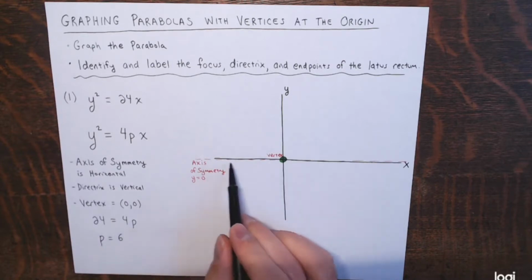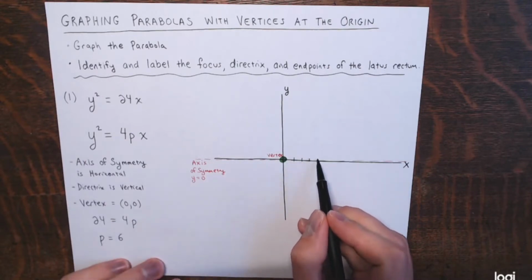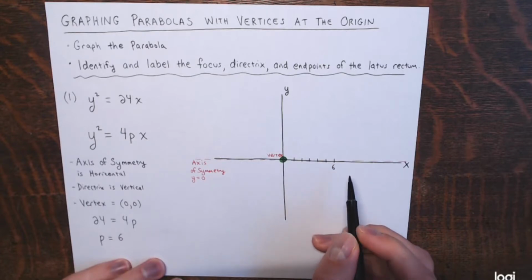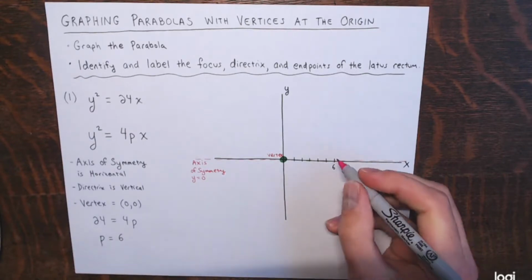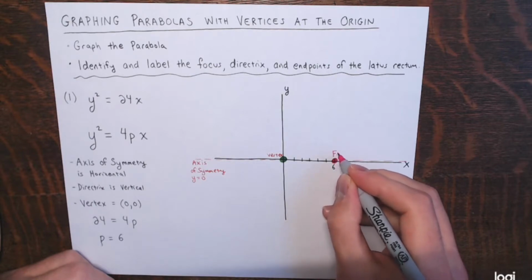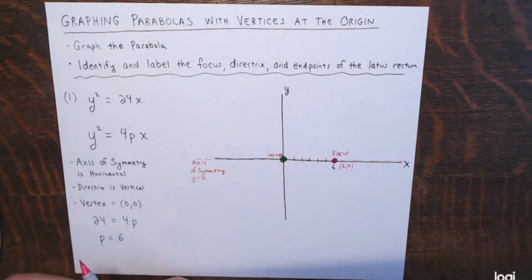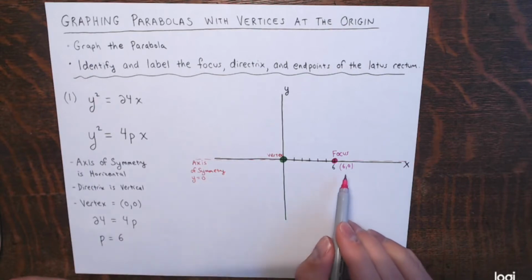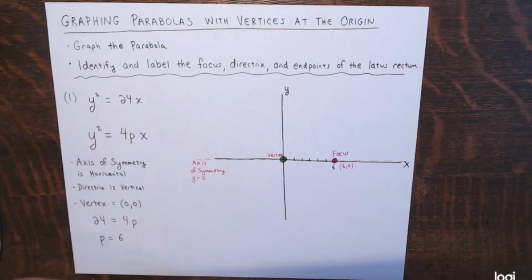When we're talking horizontal here, positive means to the right. So the focus is at (6, 0). I'll put this in a different color because the focus is actually not on the parabola. Here's the focus at the point (6, 0). And notice that is not a solution of the equation. If you plugged in 6 for x and 0 for y, you'd have 0 equals 24 times 6. That's not true.